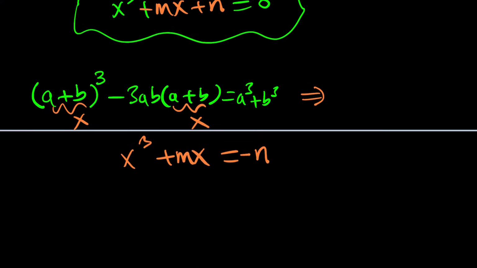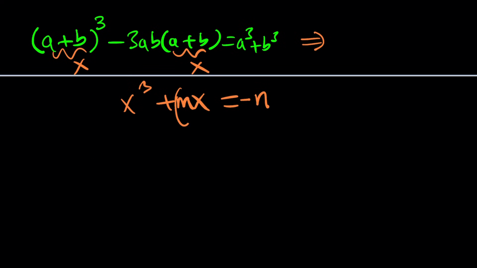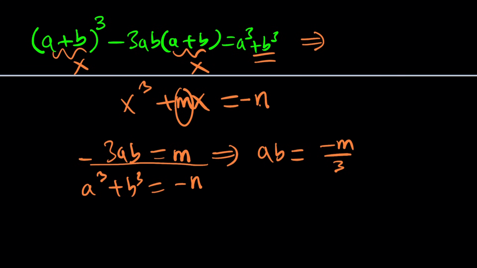Now, this basically means that the coefficient of x is m, but that's also negative 3ab. So we get negative 3ab equals m. And the constant term is a cubed plus b cubed, which is supposed to be negative n. From here, you can basically divide both sides by negative 3 and get ab equals negative m over 3. Now you have two equations.